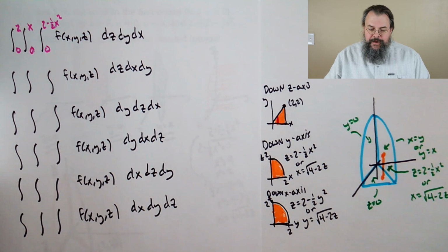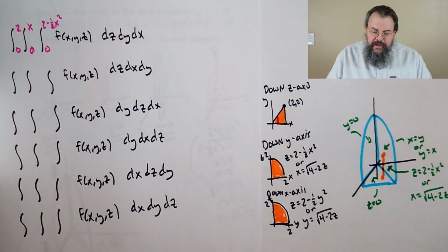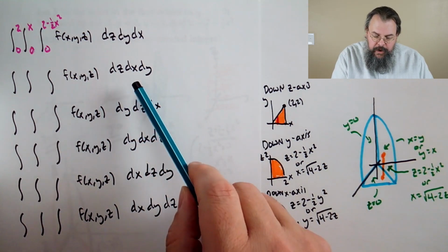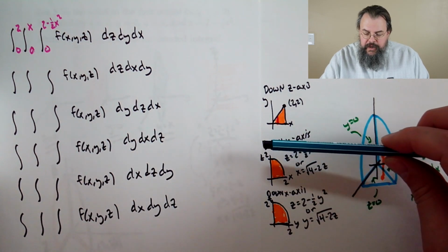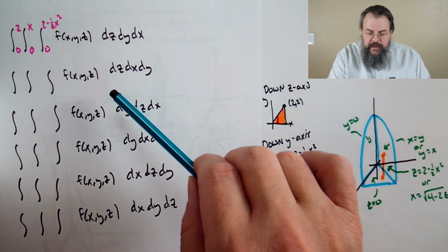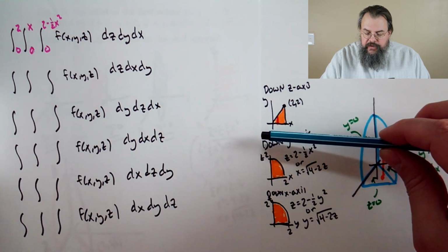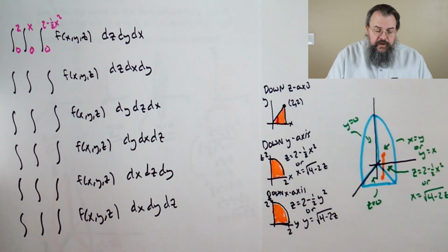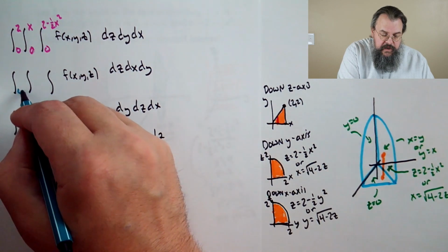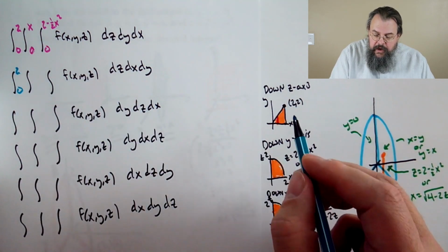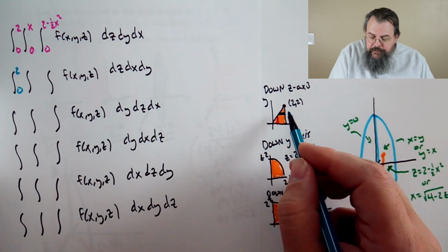Now let's go to the next one. Okay, well, let's look at y. So we think about, okay, where does y go from? Because again, look down the z-axis to start. Y goes from, lowest value is 0 up to 2. So 0 to 2. Now, where does x go from?